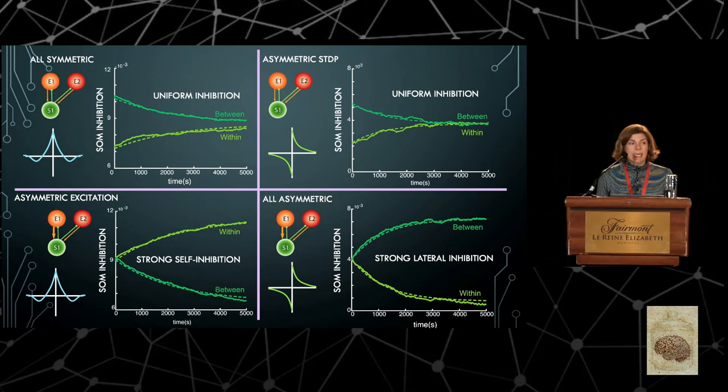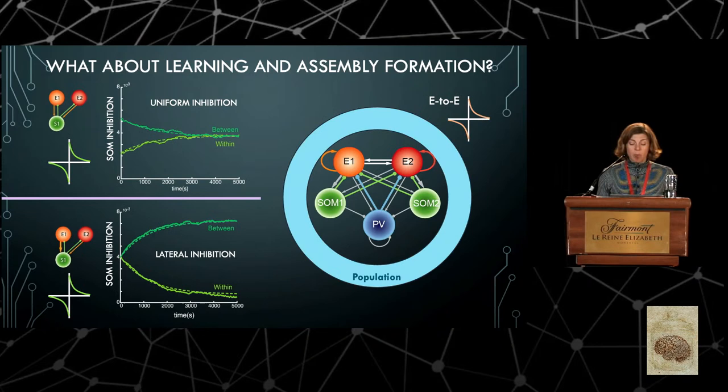Okay, so what we really want to know is how does this affect assembly formation? So I'm going to compare two networks, one that has this double asymmetry, the asymmetry in the excitation and the asymmetry in the learning rule. And that's our lateral inhibition network. And we're going to compare it to our other network, our null network, which doesn't unlock these really cool asymmetries and doesn't show lateral inhibition.